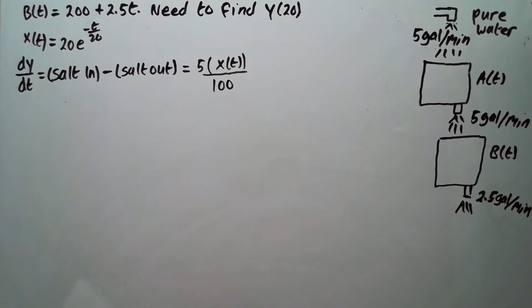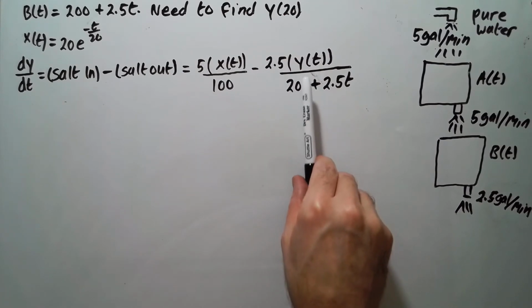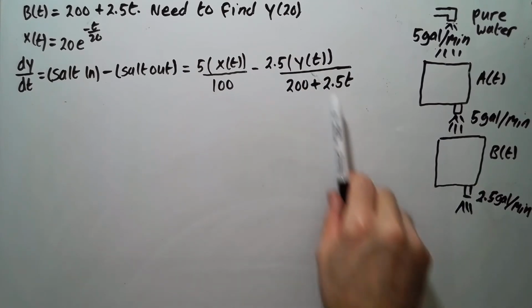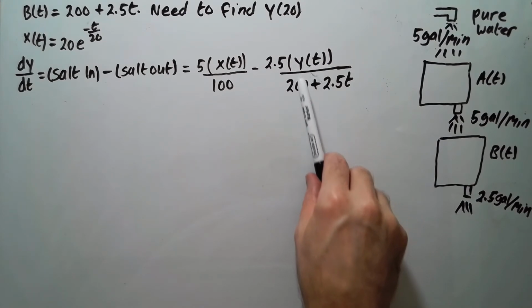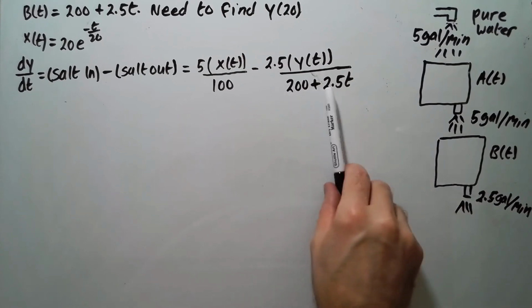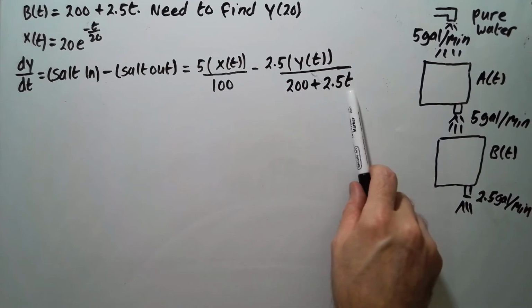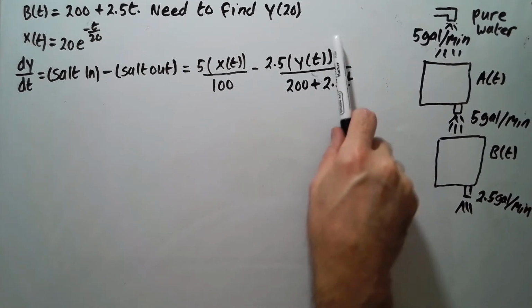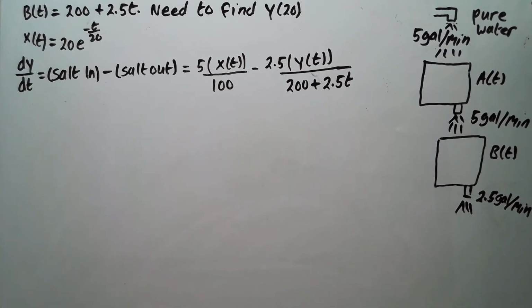So let me write it here. It'd be 2.5 times the salt per gallon coming out of B. Well, y of t is the salt content in B. Then it's divided by the volume of the solution. So the volume of the solution would be the b of t, so it'd be 200 plus 2.5 t. This is the salt per gallon here multiplied by 2.5. Okay, so let's keep going.